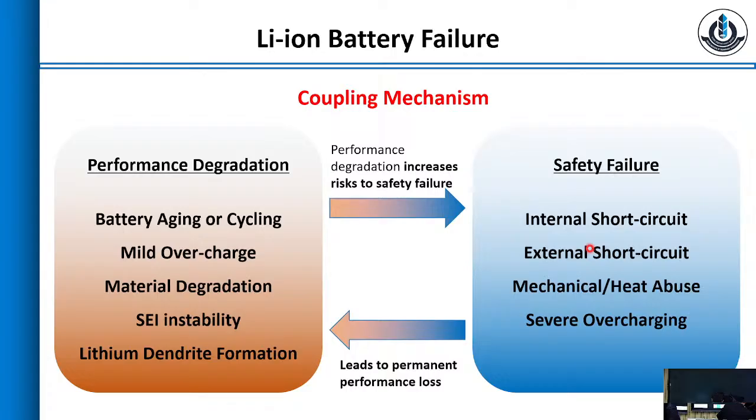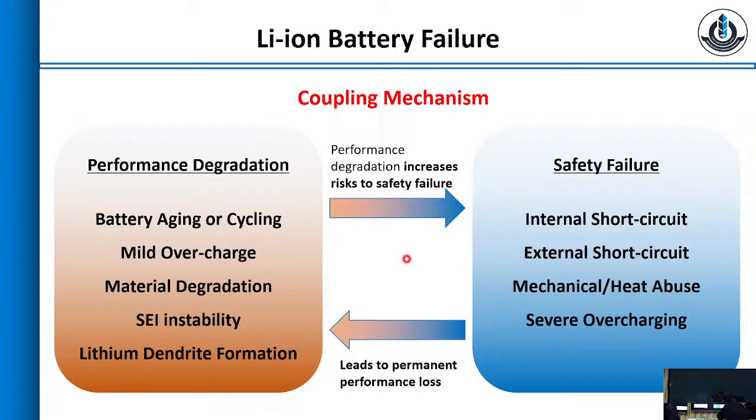So what are the aspects of safety failure? Safety failures are something that are related to accidents. Accidentally, if there is an internal short circuit, so you start supplying high amounts of current suddenly, that leads to heating up. So internal short circuit or an external short circuit, or some kind of external mechanical piercing in the battery that basically disintegrates the structure of the battery, or there is a heat abuse, where it has overheated, or there is a severe overcharging. So these are kinds of accidents that can lead to battery failure.